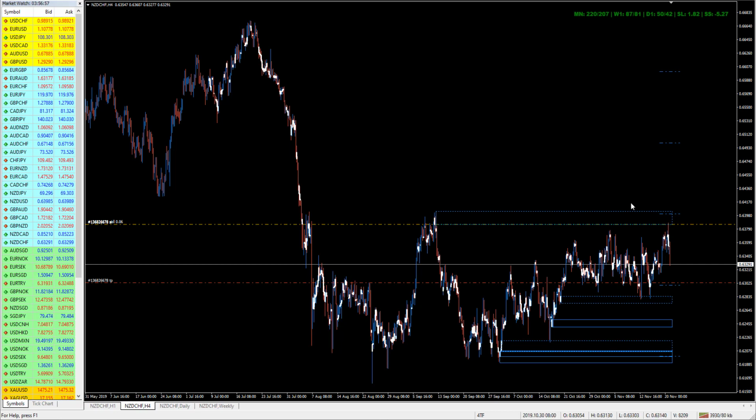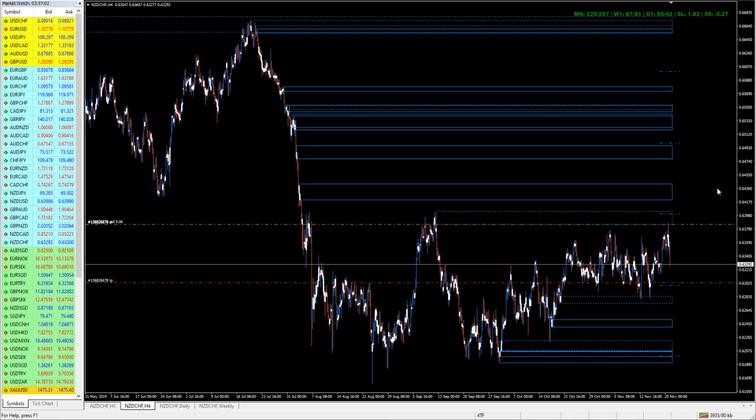And we had a bit of a bounce. I took the majority of the trade off at a 2-to-1 risk reward, and I left a little bit of the trade in there, and then we'll see where that goes to.